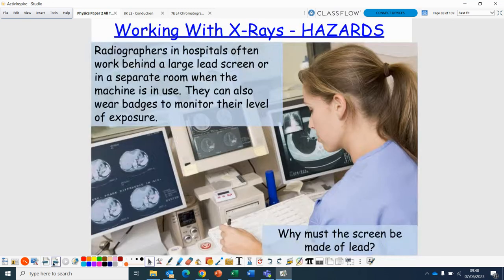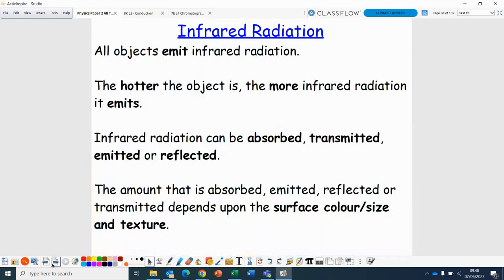People who work with X-rays and gamma rays often work in rooms lined with lead, because lead will absorb stray X-rays and stray gamma rays. Infrared is heat radiation. Every object emits infrared radiation. The hotter it is, the more it emits.